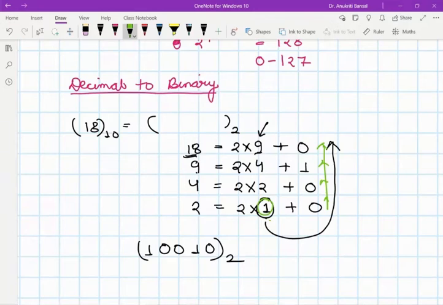Ma'am, is this representation by the minimum bit? What do we mean by minimum bit? Ma'am, this number has 5 bits, so we can also represent it by 6 bits by adding an extra 0.